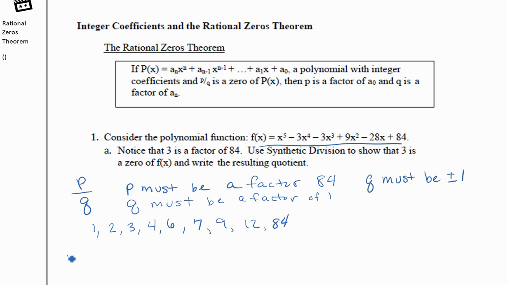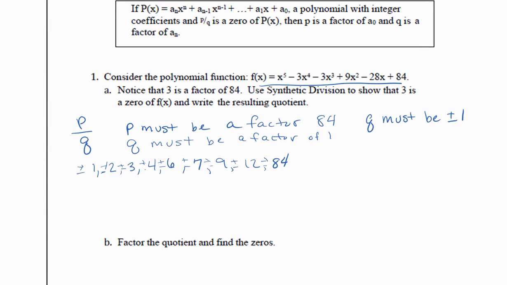So if we wanted to list all the possible ones, we'd have plus or minus 1, plus or minus 2, plus or minus 3, plus or minus 4, plus or minus 6, plus or minus 7, plus or minus 9, 12, and 84. Now, not all of those would work, but what you could do is put this in your y1 and then use your table to check if these are zeros.